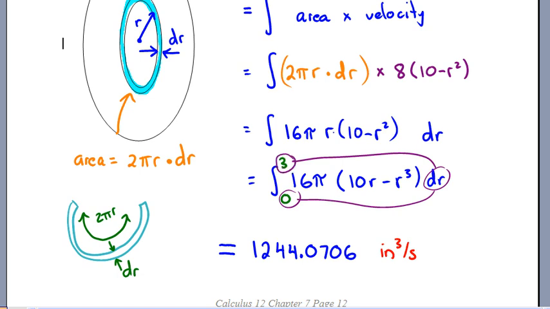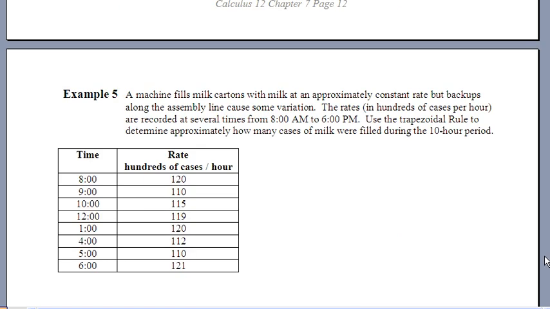Which takes us to our final question of the day. It says a machine fills milk cartons with milk at approximately a constant rate, but backups along the assembly line cause some variation. The rates, measured in hundreds of cases per hour, so when it says 120, it's actually 120 multiplied by 100, are recorded at several times from 8 until 6. Okay, great. Use the trapezoid rule to determine approximately how many cases of milk were filled during that 10-hour period.